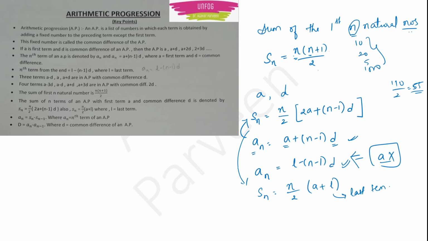Okay. Those 4 formulae, first is we can find an using these 2 formulae. If we have the first term, we can use this formula. If you don't have the first term, if you have the end term, then you can use this formula. Same manner, to find the sum of n terms, you can use this formula or this formula. How to use that formula? You have to read the question and understand what terms have been given in the question. If they have not given common difference in the question, then you can use this formula. Okay.